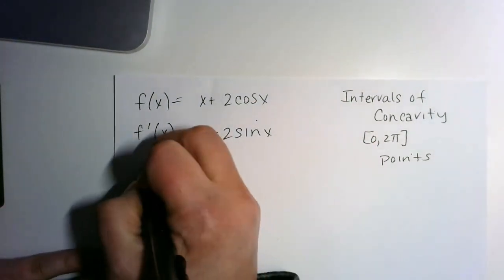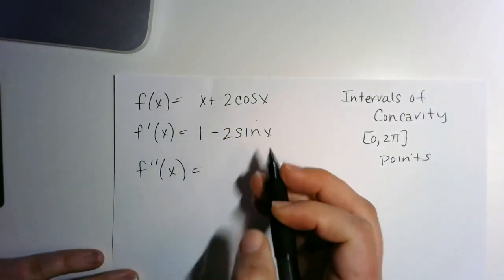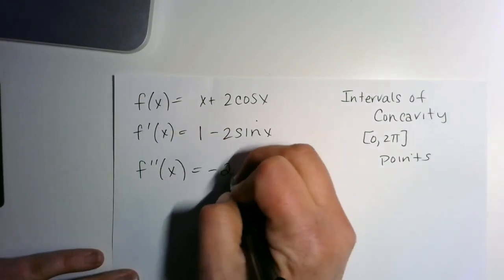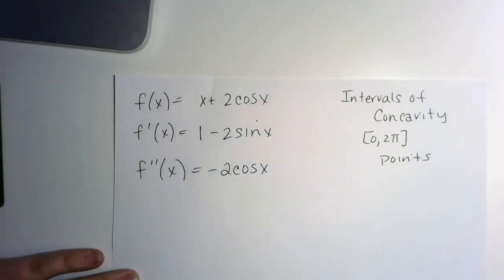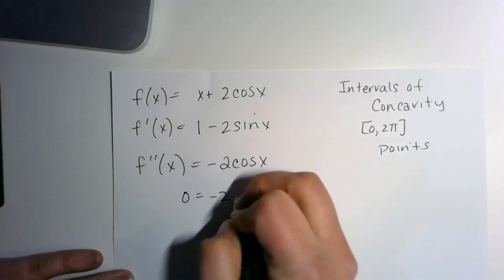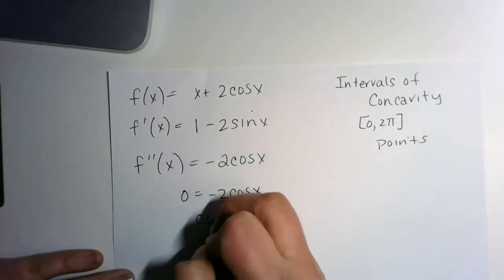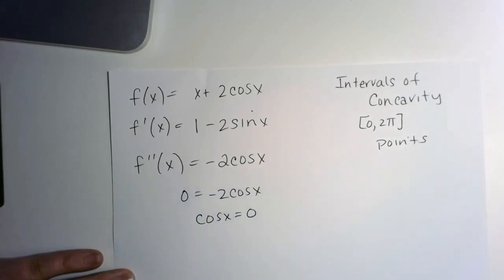So that's f prime. F double prime of x, then the 1 becomes 0, and I get minus 2 cosine of x. Okay, so now I need to know when this is equal to 0. So 0 equals -2 cosine of x. I can divide away the -2, and basically I'm just looking for cosine of x equal to 0.